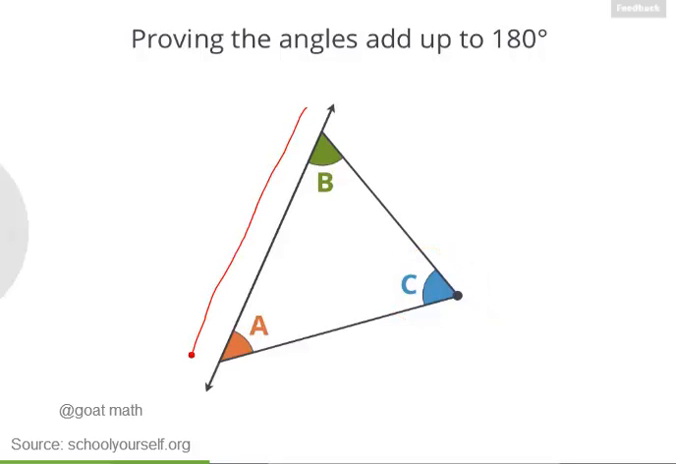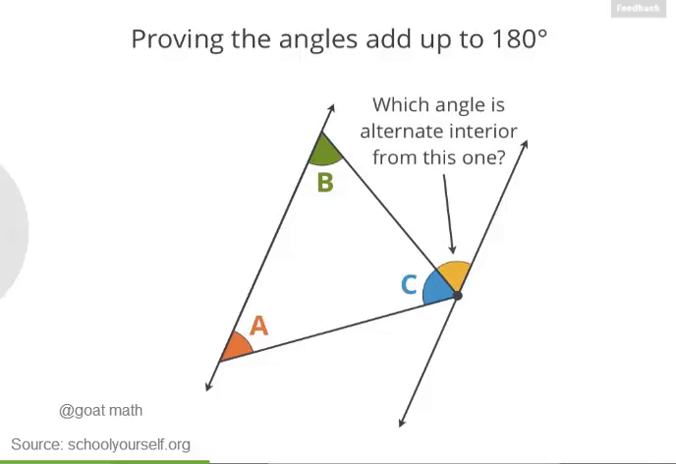Here's the line that goes through the opposite side of the triangle, and let's make a parallel copy of this line that goes through this corner of the triangle that you picked. So these 2 lines, over here and over here, are parallel. Now let's look at this yellow angle over here. Which angle inside the triangle forms an alternate interior pair with this one? Is it angle A, angle B, or angle C? And click over here if you'd like to review alternate interior angles.